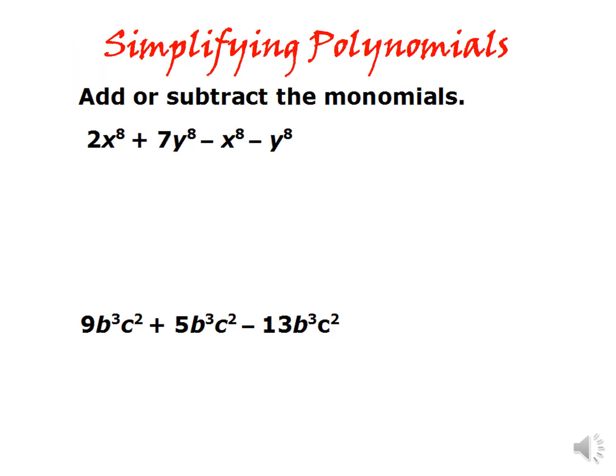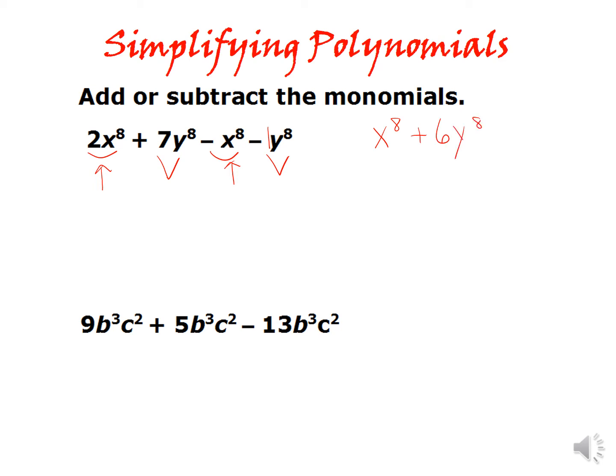Okay, so when you're adding or subtracting, you need to look for those like terms. So I can see I have x to the 8th, so those will be like terms, and y to the 8th as well. Do not add the x's and y's, they are not like terms. So I have 2 x to the 8th, and I have minus 1 x to the 8th, so I would have x to the 8th. Then I have 7 y to the 8th minus 1 y to the 8th would be plus 6 y to the 8th.